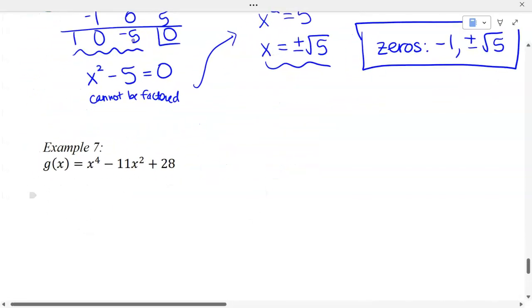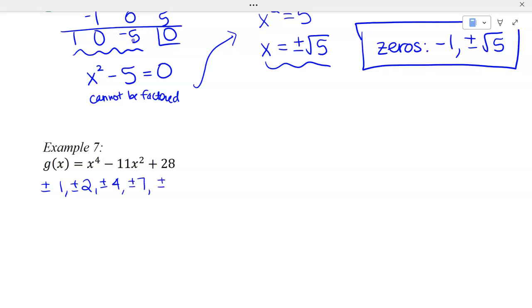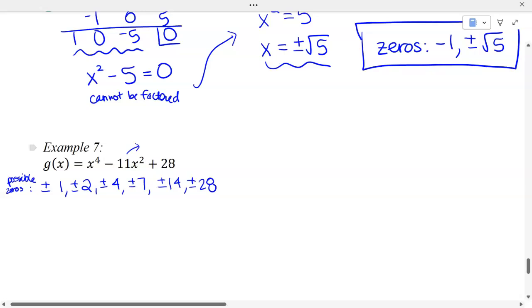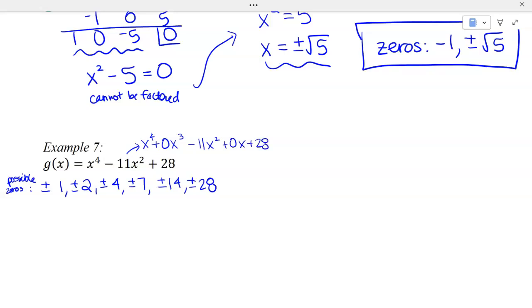So here, I hope you recognize, first, if you're looking at your possible zeros, you've got plus or minus 1, plus or minus 2, plus or minus 4, plus or minus 7. Ooh, there are a lot. Plus or minus 14, and plus or minus 28. Now, I hope you recognize here that we do have some missing terms. So we would want to write this as x to the 4th plus 0x cubed minus 11x squared plus 0x plus 28. So don't forget to put your placeholders when you do synthetic division. So I want you to do synthetic division until you find something that works. So pause and come back.